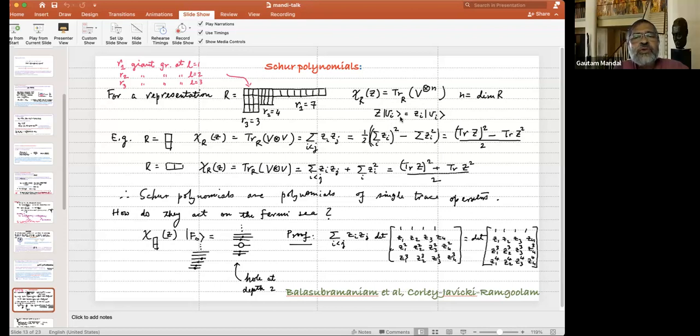Okay. So I should have said not V, but Z to the power n. So it's not V to the power n here, it's Z to the power n. Okay, so Z tensor Z acting on Vi Vj will have... okay, let me try to write something here.